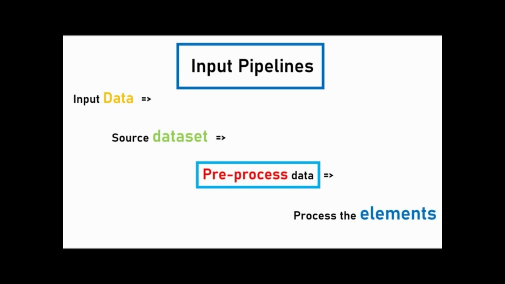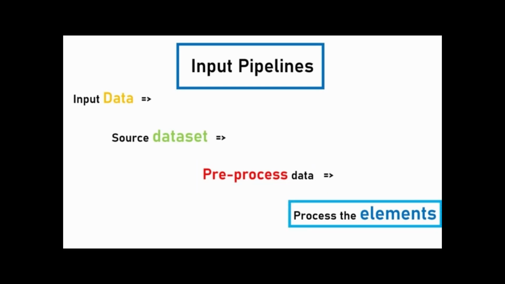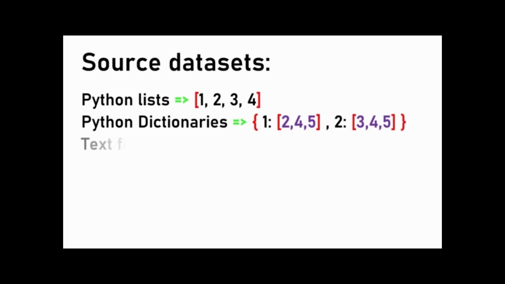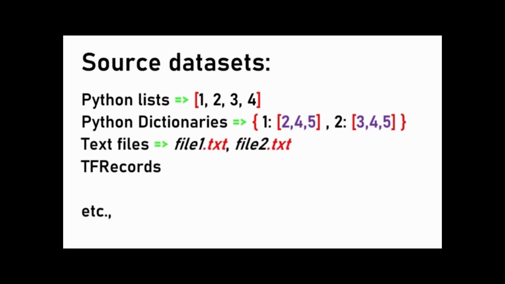Pre-processing steps might include transformation of the selected data, like applying filters to remove unwanted information. And you give the data for further implementations. So the source datasets can be available in different formats. Some of the simplest formats are Python lists, Python dictionaries, text files, TF records, and various others. So let's see the simplest way to create a dataset using TensorFlow.